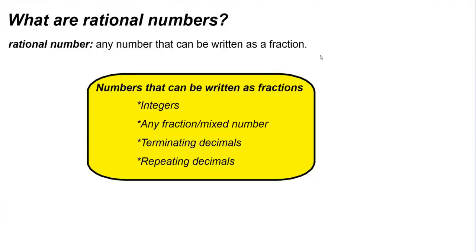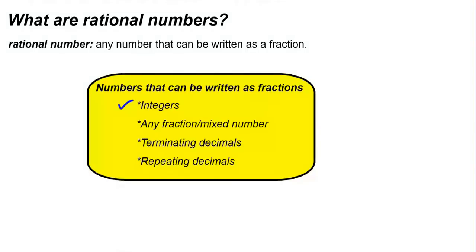A rational number is any number that can be written as a fraction. Now, we talked about fractions and decimals in the first lesson, and we spent an entire unit talking about integers. So all of the numbers that we've talked about so far in this course are rational numbers. So here in this table, we go through exactly what types of numbers can be written as fractions. So everything in this box is considered a rational number.